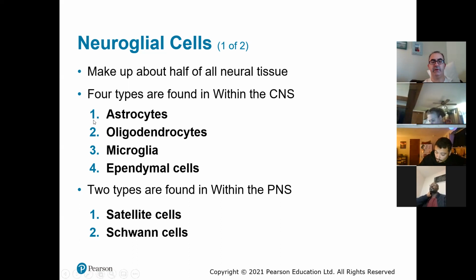You have these large star-shaped cells called astrocytes that literally just support the cells of the CNS. Ependymal cells are the ones that make cerebrospinal fluid. And microglia are there to protect against, defend against disease. Satellite cells in the PNS are just there for support again.